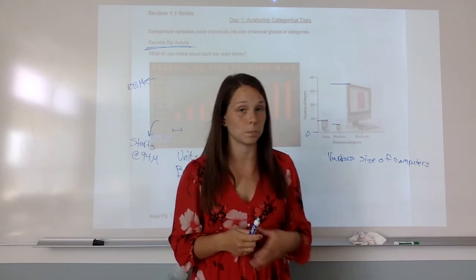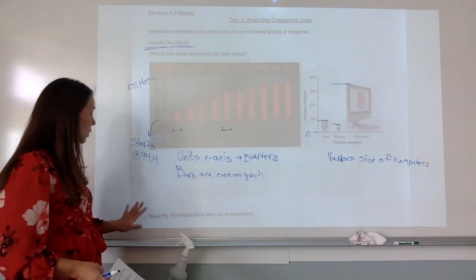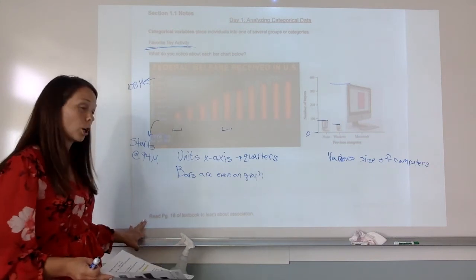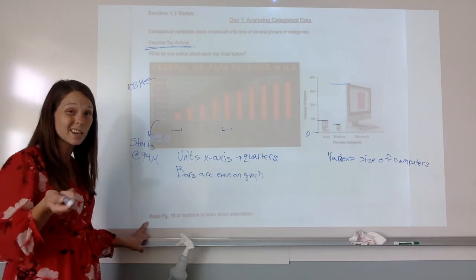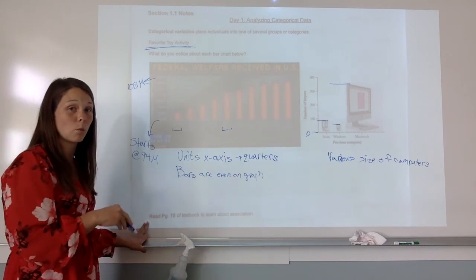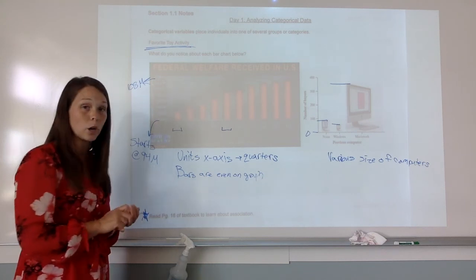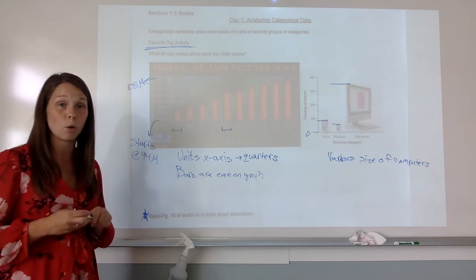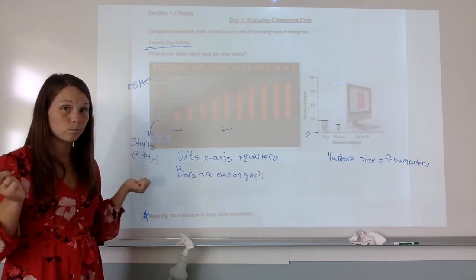So the next thing I want you to do is read page 18 of the textbook to learn about association. If you've not accessed the online textbook yet, now's a good time to do that, because I want you to learn about association here, something that's not explicitly covered in the notes, but you're going to want to know. Or if you have a physical textbook, pull that out.